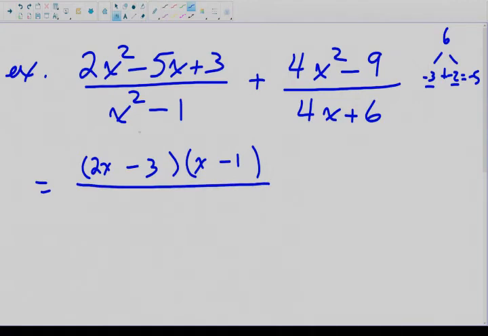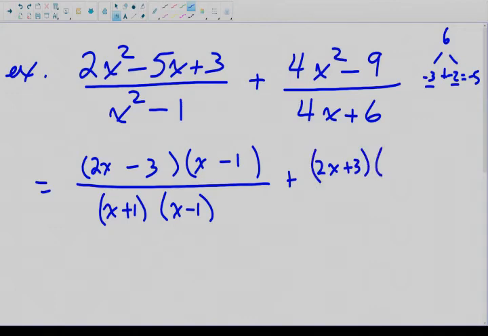Our denominator here is the difference of squares, so that's x plus 1 times x minus 1. For our numerator on this side, it is also a difference of squares, so that's 2x plus 3, 2x minus 3. And our denominator, the only thing that can factor out of that is a 2, so we get 2 times 2x plus 3.